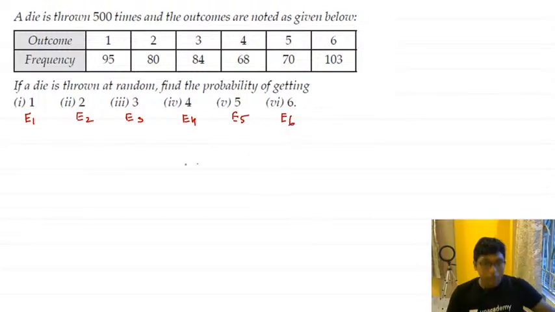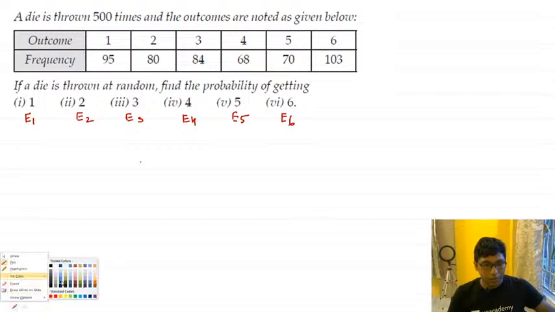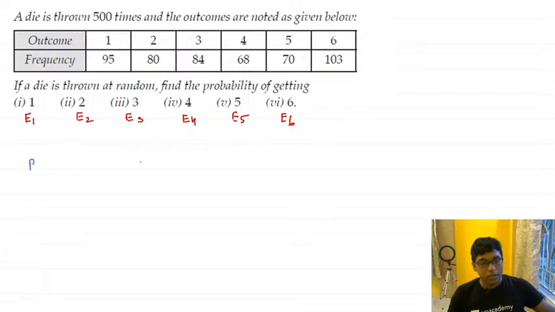So what is the probability of event 1? The question is, what is the probability of event 1? So for 1 we got 95 times, so it is 95 by 500, right?